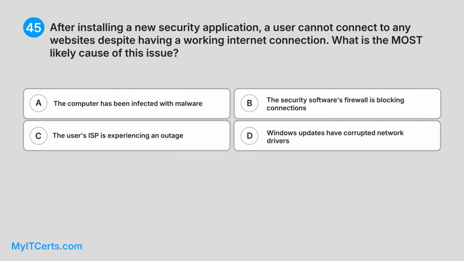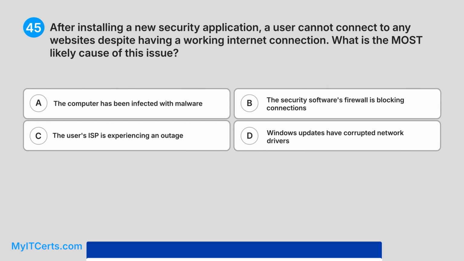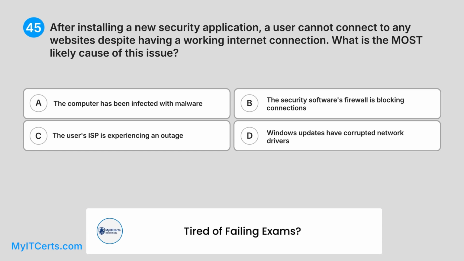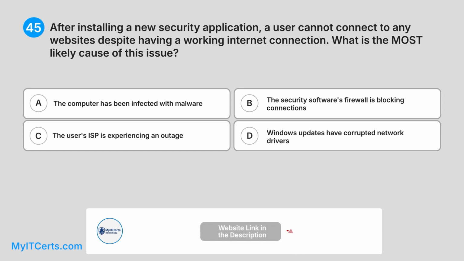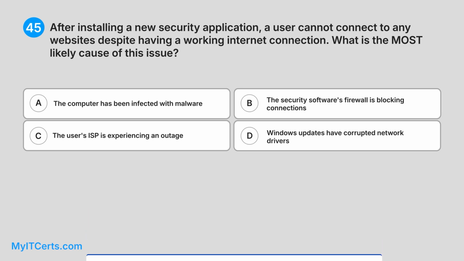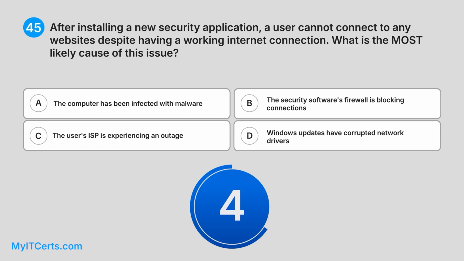45. After installing a new security application, a user cannot connect to any websites despite having a working internet connection. What is the most likely cause of this issue? A. The computer has been infected with malware. B. The security software's firewall is blocking connections. C. The user's ISP is experiencing an outage. D. Windows updates have corrupted network drivers. Can you guess the answer?